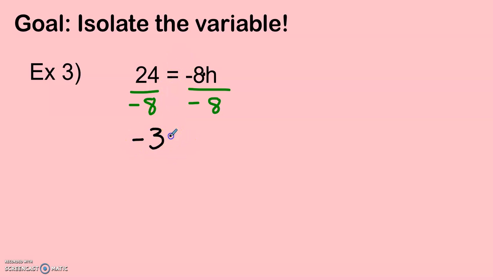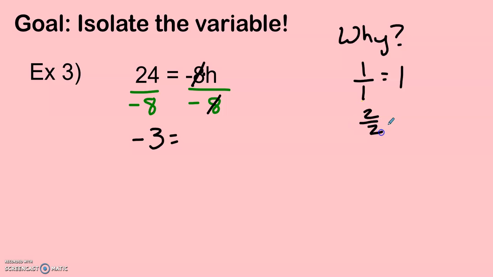Oops, I forgot my lines down the equal sign. We'll keep going though. Equals. Now when I have negative 8 divided by negative 8, these two numbers, not the h, just the numbers, cancel out. And the reason why is because any number divided by itself, so let's start with 1 divided by 1, always gives me back 1. Also, if I had 2 divided by 2, that would give me back 1. In this case, I have negative 8 divided by negative 8, and that gives me back 1. So I can cancel these out, and I'll be left with just h.